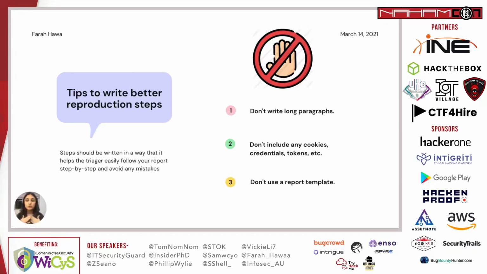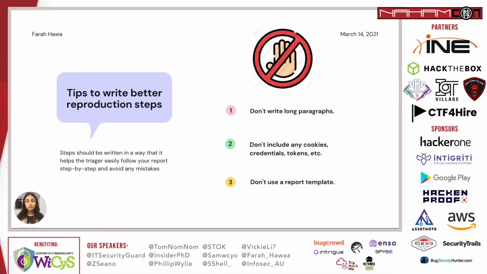So let me start with some don'ts first, of what you should avoid when writing a report. The first thing is, don't write long paragraphs. They can be really hard to scan, and if you have something important to mention, then try to make it in point form or make it really short and easily readable paragraphs. The second thing is to not include any kind of sensitive information in your report, and sensitive information includes cookies, credentials, tokens. So basically anything that you're putting in your report, which includes any screenshots, the steps, all of that, should not have anything sensitive.